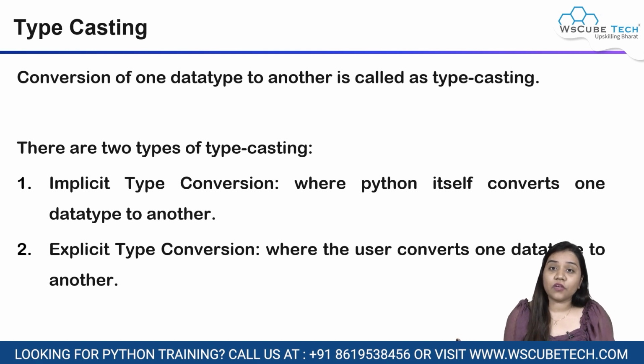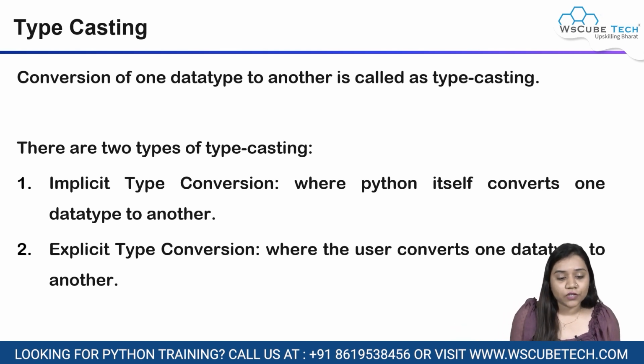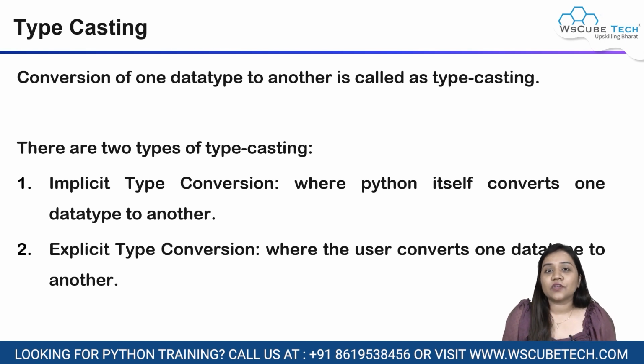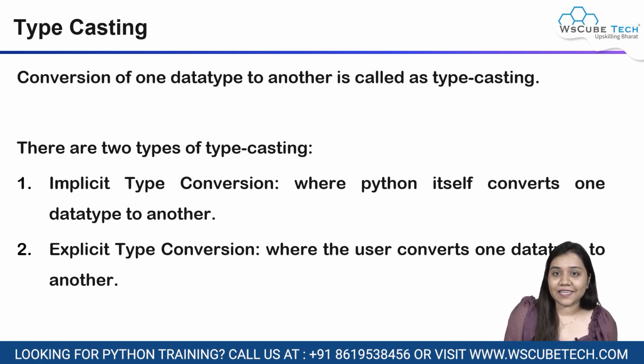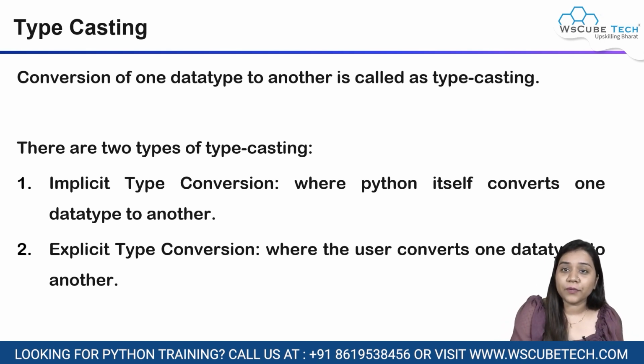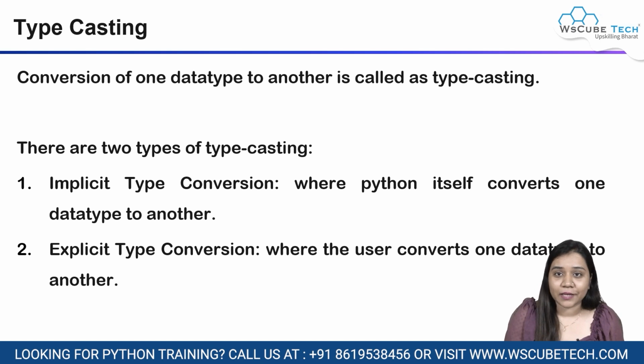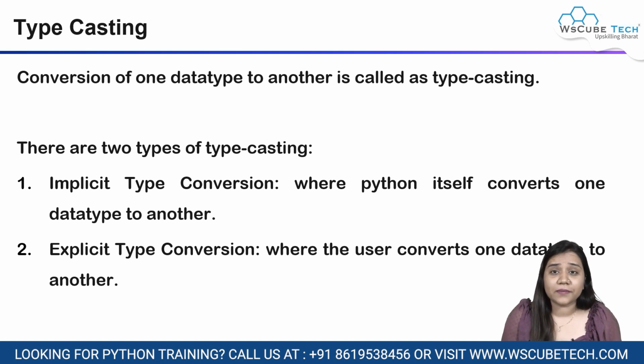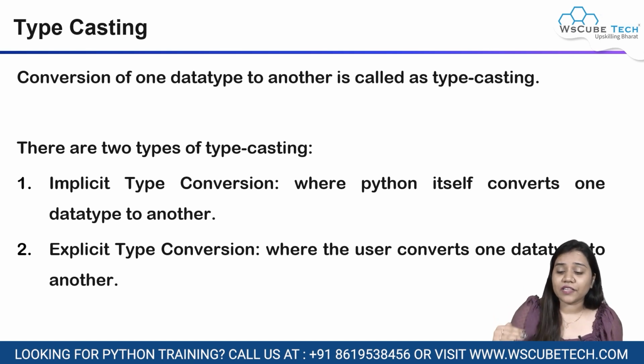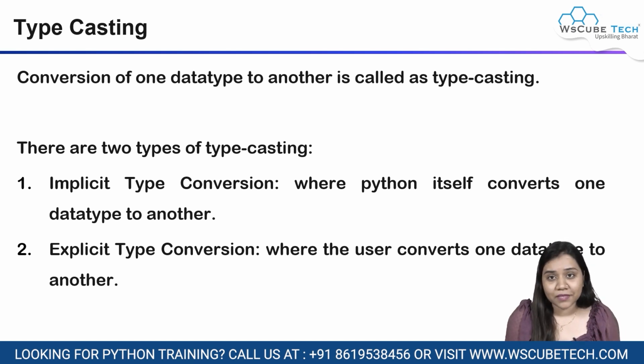Now, typecasting can be of two types, that is implicit type conversion and explicit type conversion. Let's talk about each of them one by one. Implicit type conversion is a conversion where Python automatically converts one data type into another data type. While explicit type conversion is a conversion where we users or programmers have to convert one data type into another data type by ourselves. So when Python does it automatically, it's called implicit typecasting. When we users do it, it is called explicit typecasting.